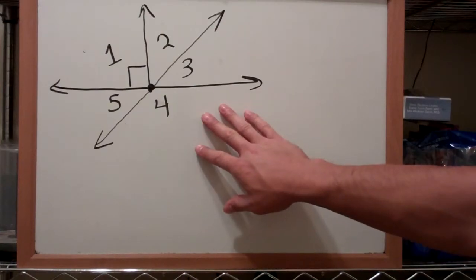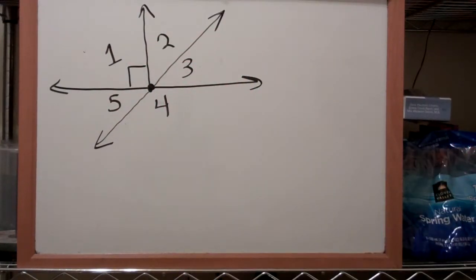Today we're going to be talking about classifying angles. If you look at the picture here, we have several angles in the picture, and we're going to classify different types of angles within the diagram. So here, let's start with vertical angles.